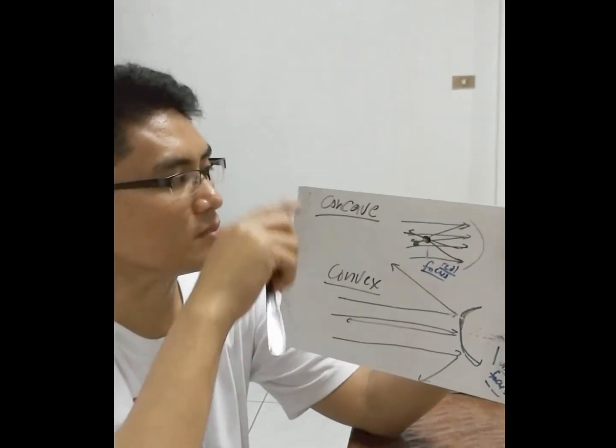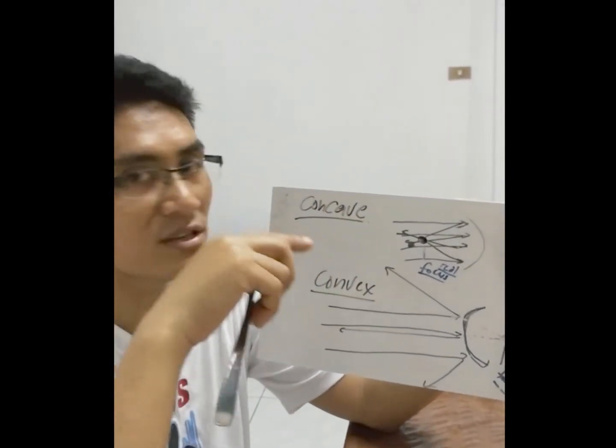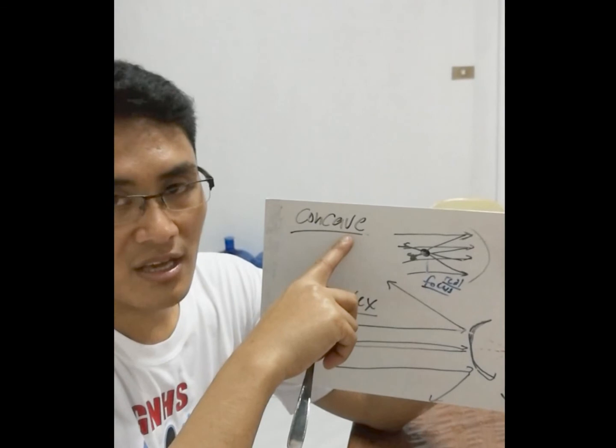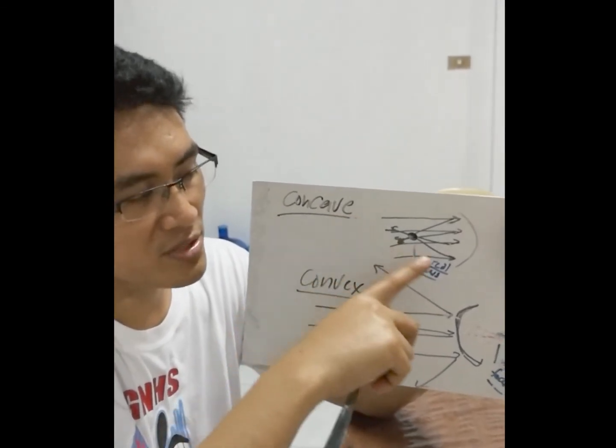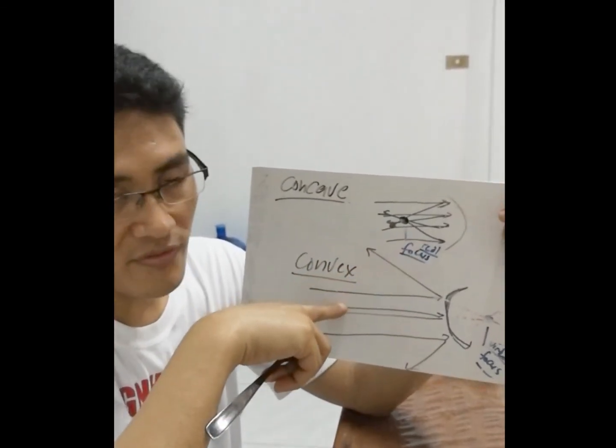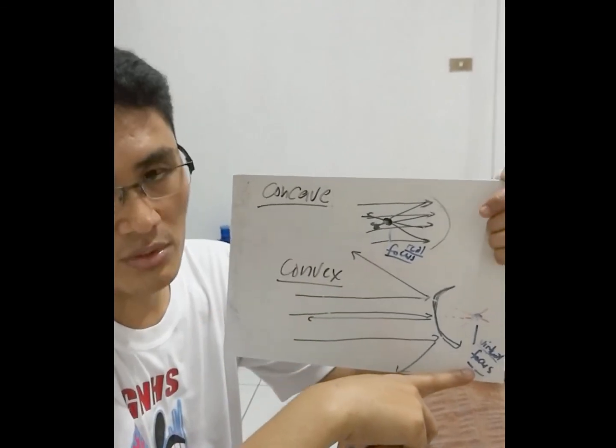So, concave and convex. A concave mirror forms a real focus. A convex mirror forms a virtual focus.